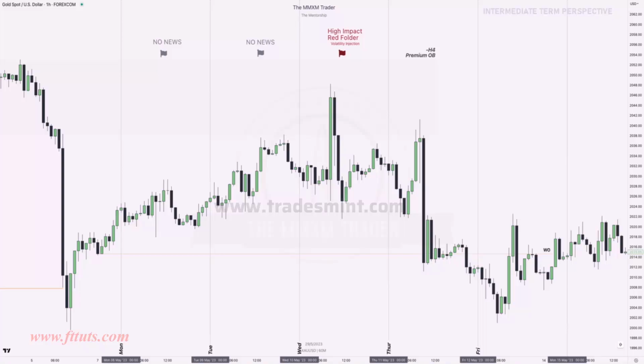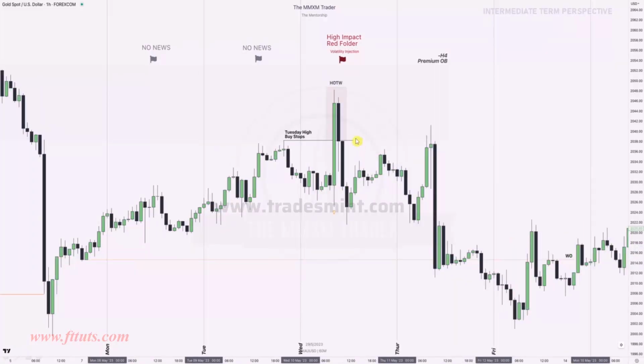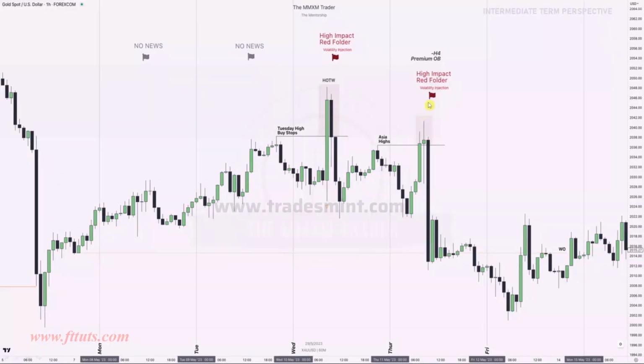So this is a 1-hour chart, and then we can see we hit that area over here. High of the week being formed, raiding Tuesday's high. So buy stops have been raided again. And think about market structure, right? We see this short-term high here, intermediate term high, and then short-term high here. So we're forming a market maker sell model right now, right? Bearish order flow. Another high impact news folder running Asia highs over here. So we want to see that external range back to internal, right?